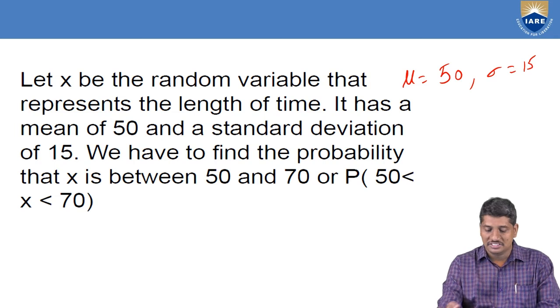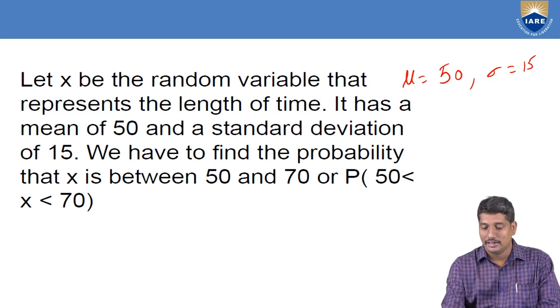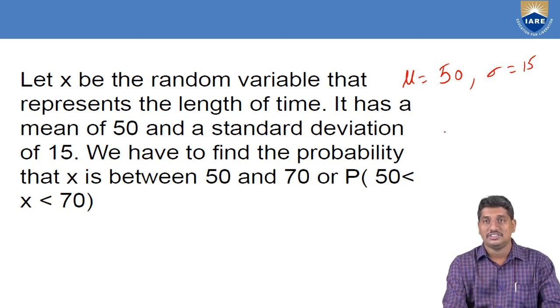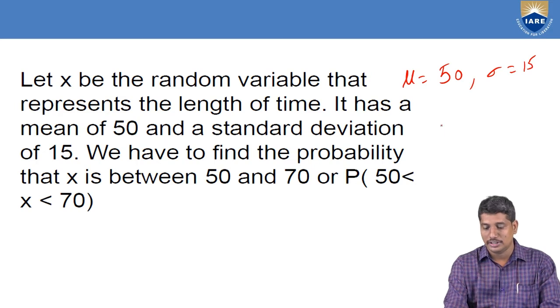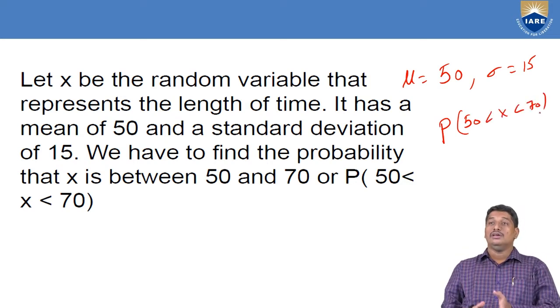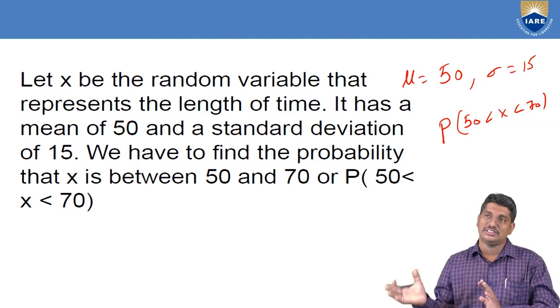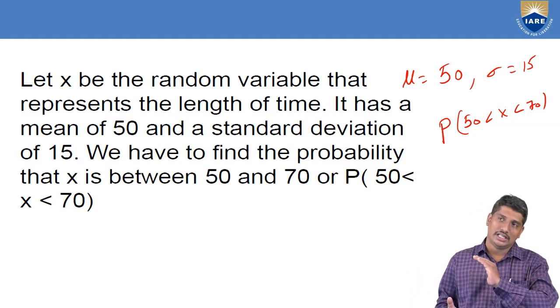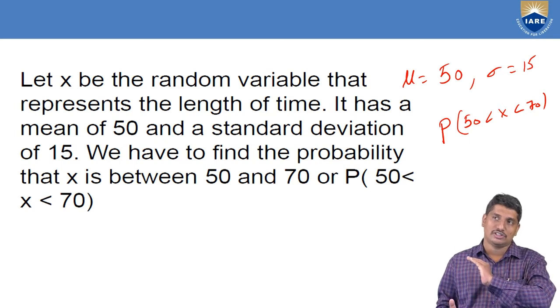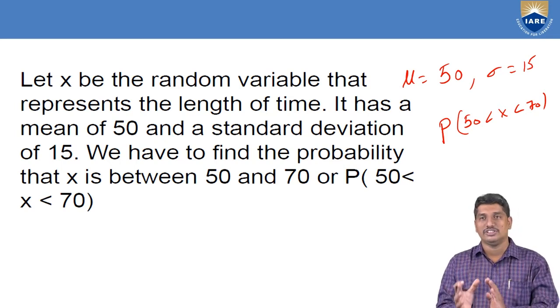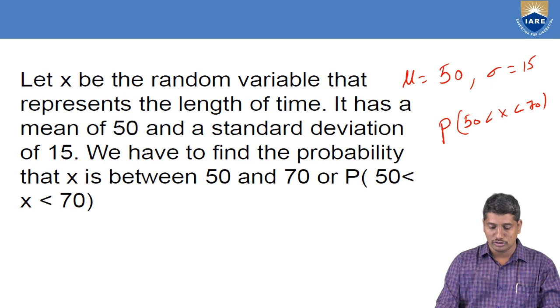With these statistics, we would like to calculate: if a computer is assigned to a worker, what is the probability that he will finish assembling the computer within 50 to 70 minutes? He will assemble the computer between 50 and 70 minutes of time. He won't consume more than 70 minutes, and he cannot finish the task in less than 50 minutes. What is the probability? Let's try to solve this.